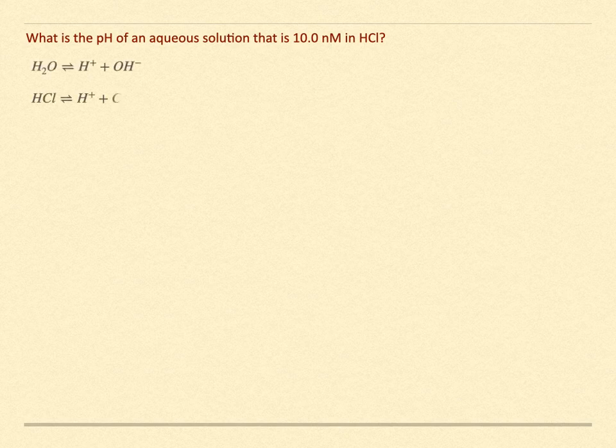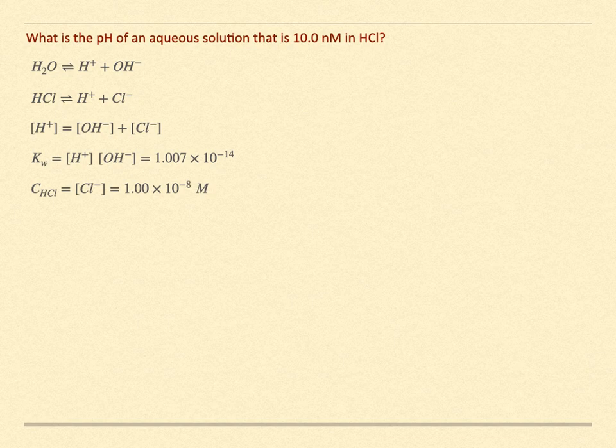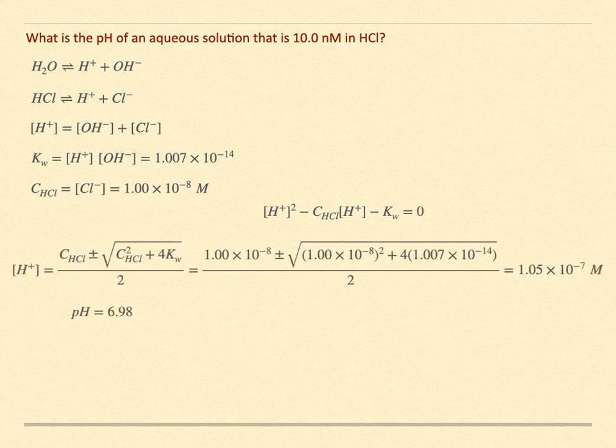The equations are the same. The only difference is the magnitude of the formal HCl concentration and thence the chloride ion concentration. We arrive at the same quadratic and solve it in the same way. This time the concentration is slightly greater than that found in pure water. The pH equals 6.98, just slightly more acidic than pure water.